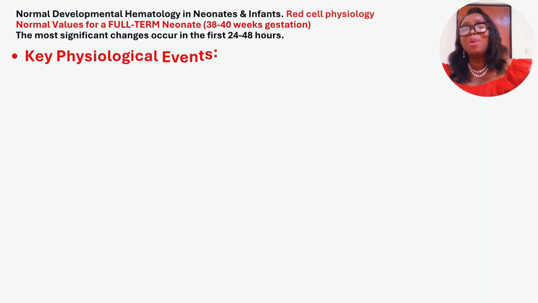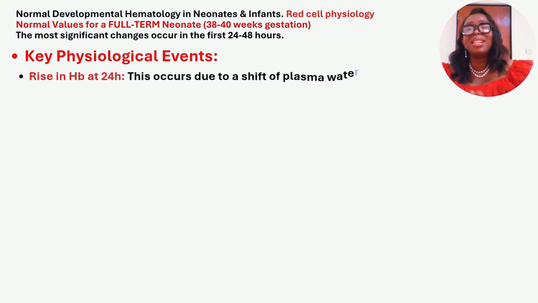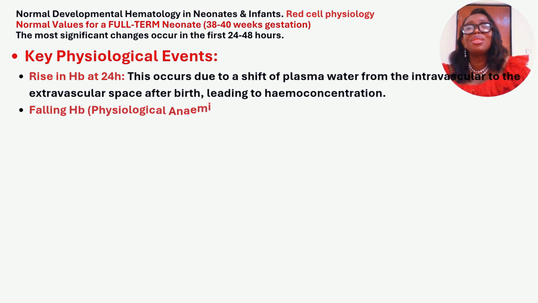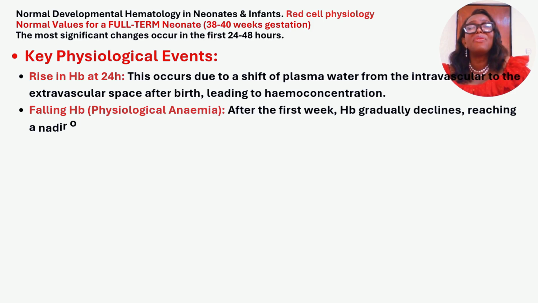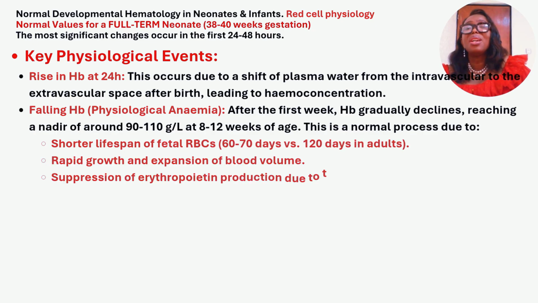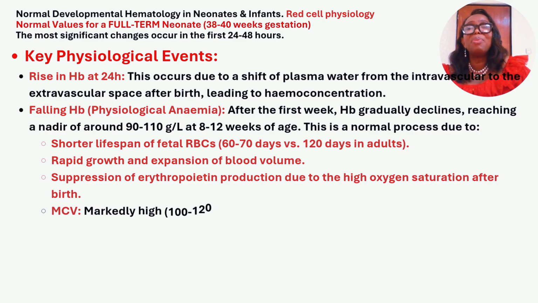Looking at that table that we just showed now, there are key physiological events that you should note. Number one, a rise in hemoglobin at 24 hours. This occurs due to a shift of plasma water from the intravascular to the extravascular space after birth, leading to hemoconcentration. The second one is fall in hemoglobin level, what we call physiological anemia.